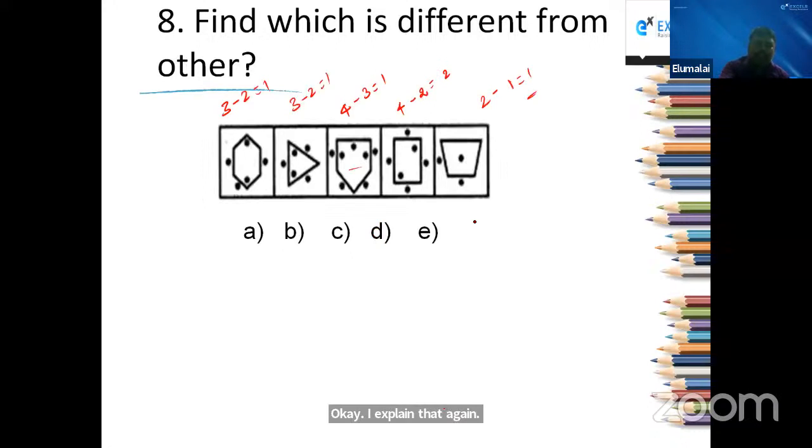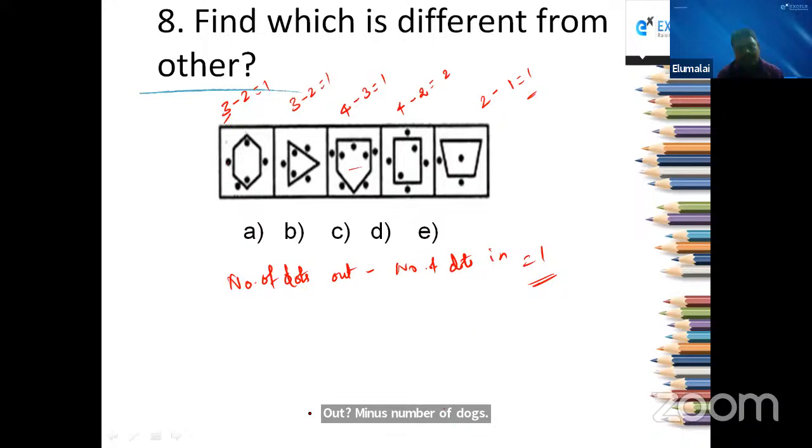See here, the number of dots outside the figure. If you take this first figure, right, here you can have 3 dots outside. Inside these, you have 2 dots, isn't it? So number of dots outside minus number of dots inside gives you a difference of one, right? In all the figures except this D. So that is one. That is why it is the odd man out. I hope you can understand this now.